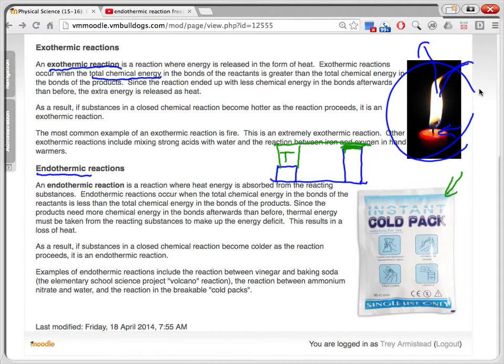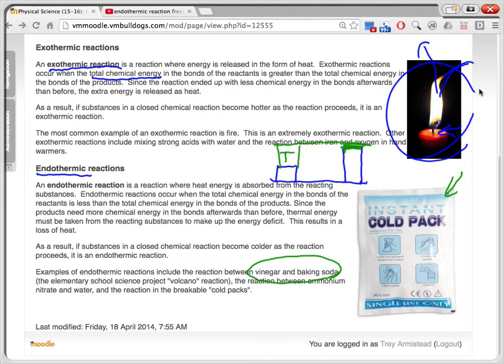But cold packs, the ones that sometimes you break and put on, say, a sore muscle, would be an example of an endothermic reaction. Another one is the classic elementary school experiment. If you mix vinegar and baking soda to make that volcano, that reaction is actually slightly endothermic. If you stick a thermometer in it, you'll find that it gets a little bit cooler whenever that happens. And so these are some examples of exothermic and endothermic reactions.